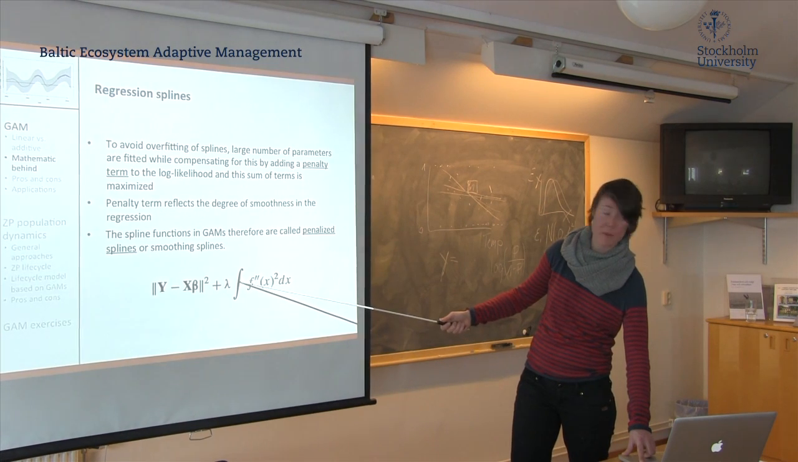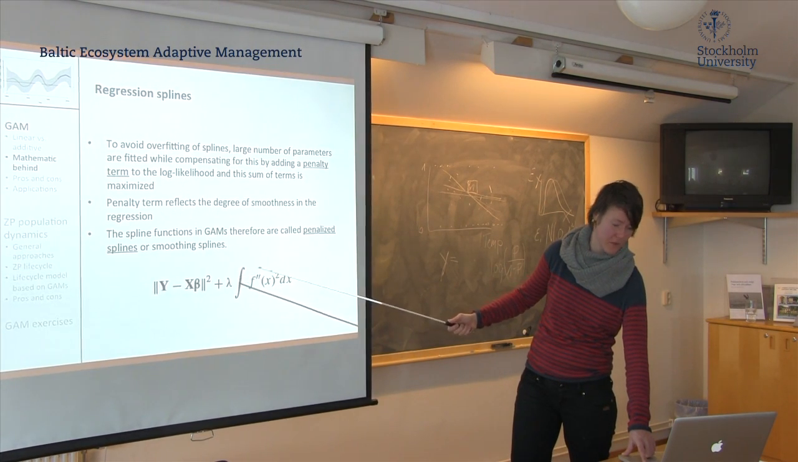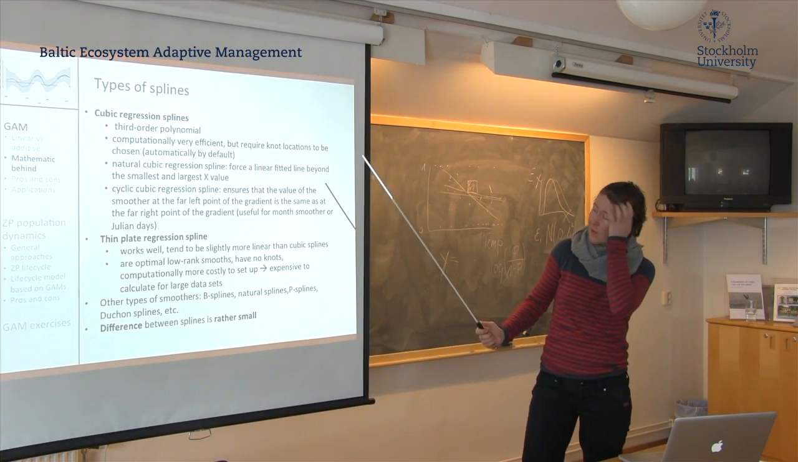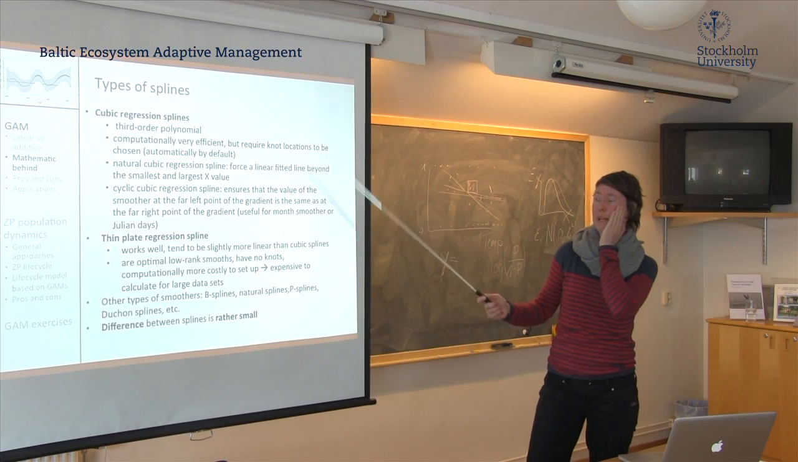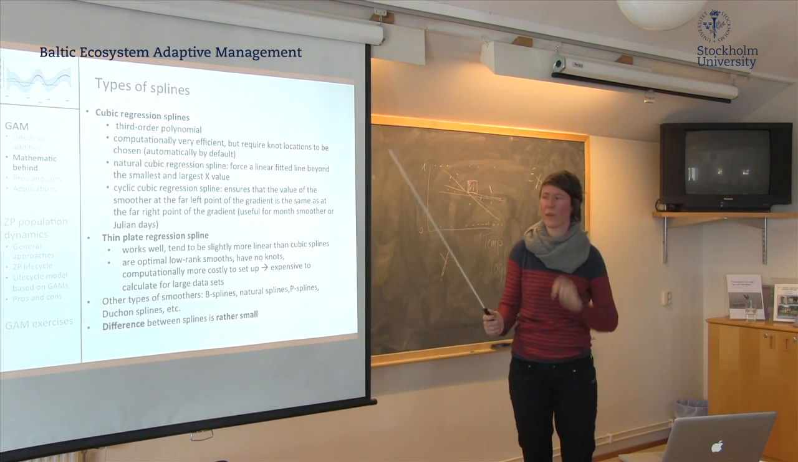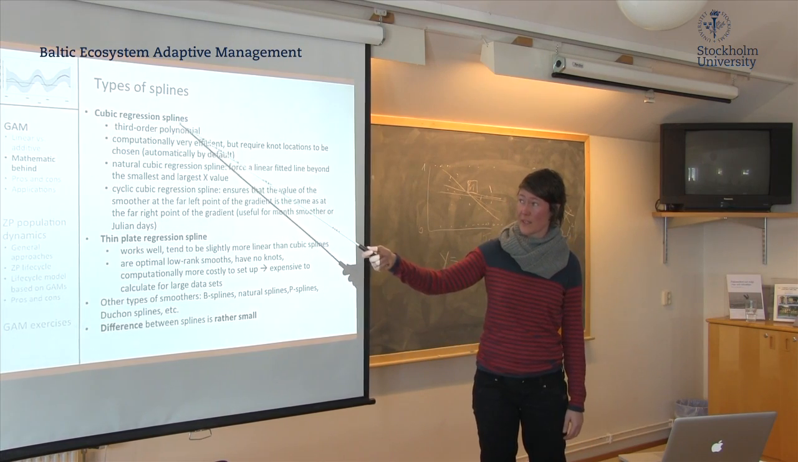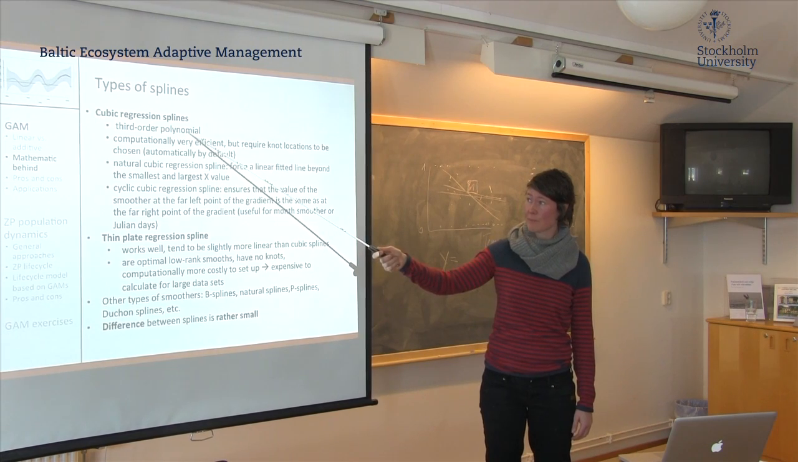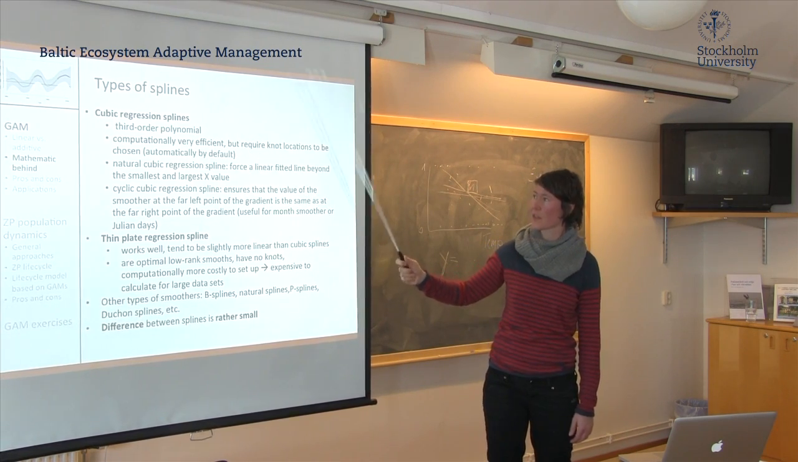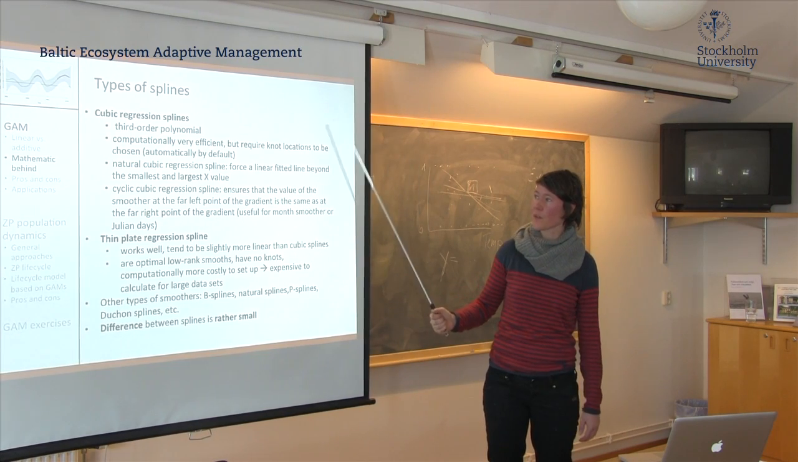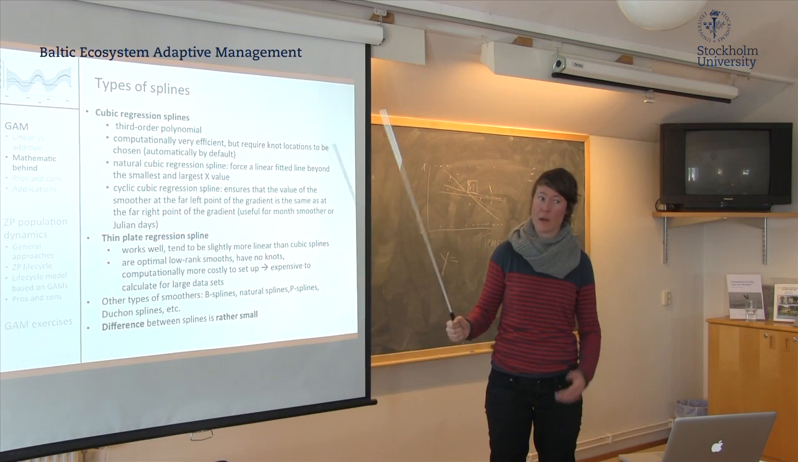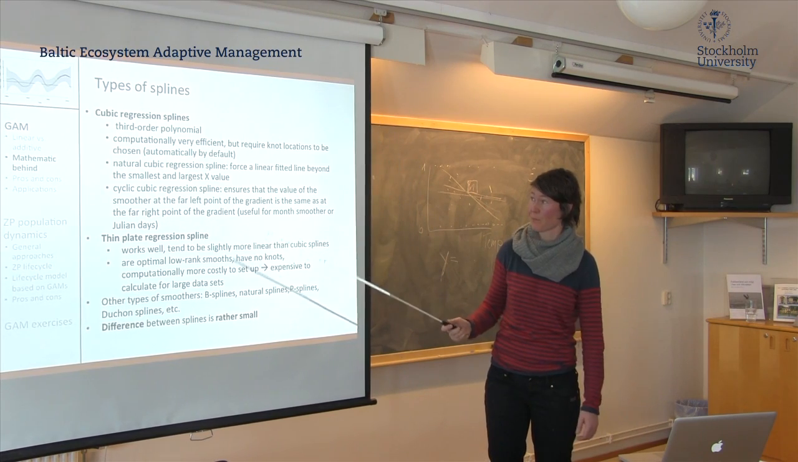This is something you can do either manually or the program does it for you. First, something about the type of splines. You really only have to know two, the ones that are most common. The cubic regression spline, as I said, is a third order polynomial, quite efficient. They have required knots also, and these are often chosen automatically for you.